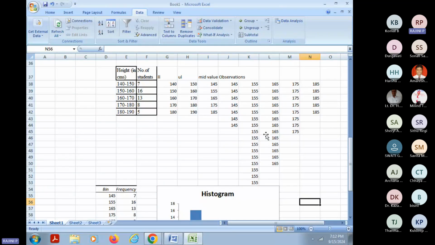And now, after the histogram, what they are asking is to go for the frequency curve. So for the frequency curve, what do we do? We take the mid values and the frequency. That's it.